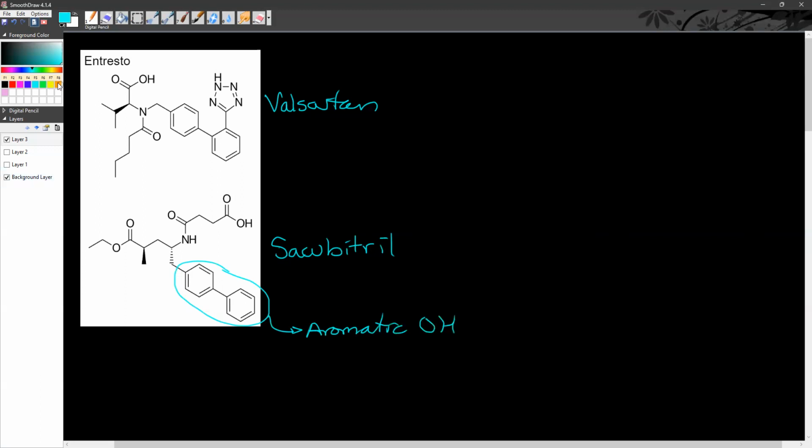Another thing that you'll notice about sacubitril is that we have this ester. So we know that it can be destroyed via esterase. So the ester helps with absorption, knowing that it's going to be taken off, and then we're going to get a carboxylic acid here.